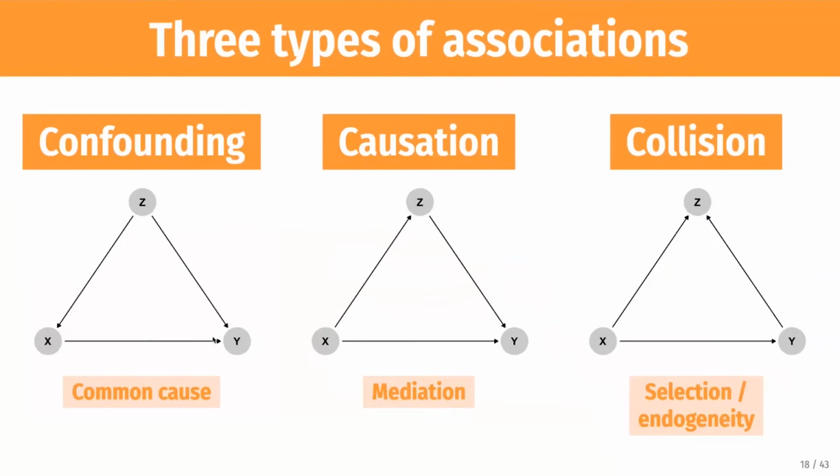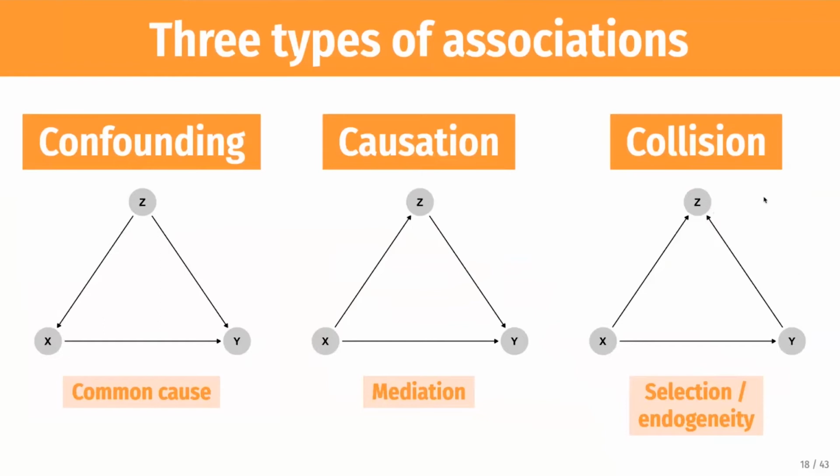And then finally, we have this idea of collision, where X causes Z and Y causes Z, and then X causes Y here. And both of those arrows are pointing toward Z. And if you control for Z or consider Z, it will actually mess up the relationship between X and Y and it will distort it.